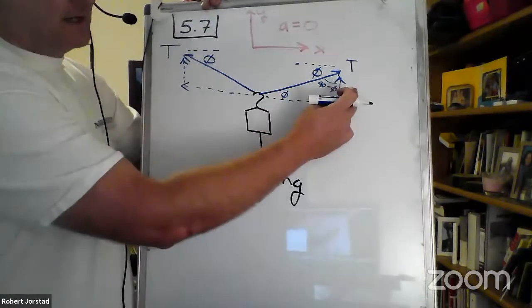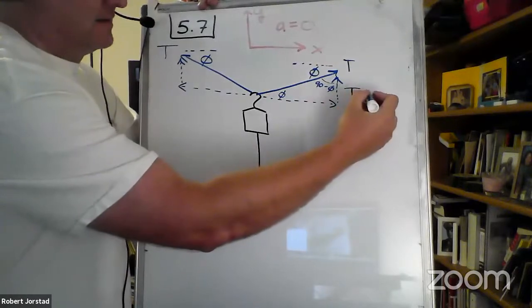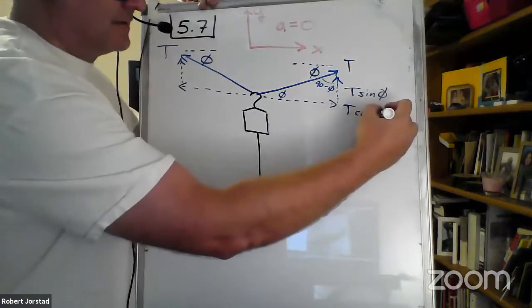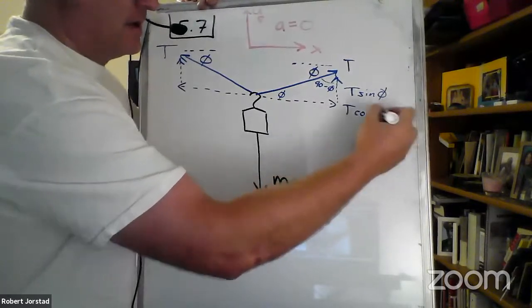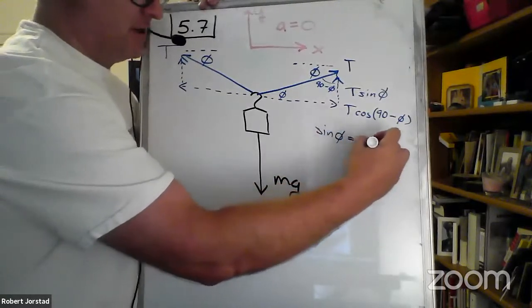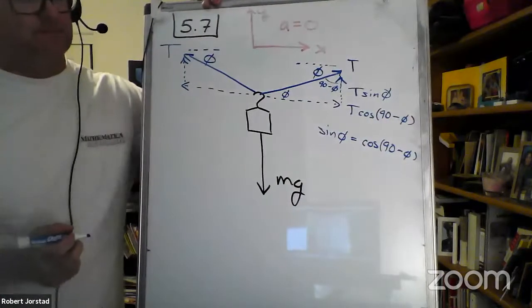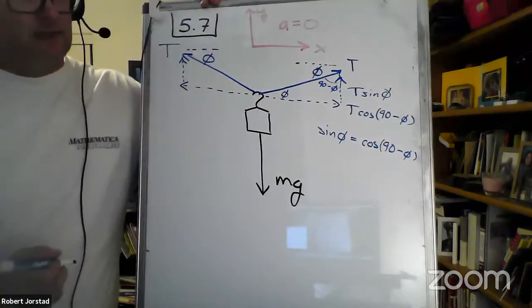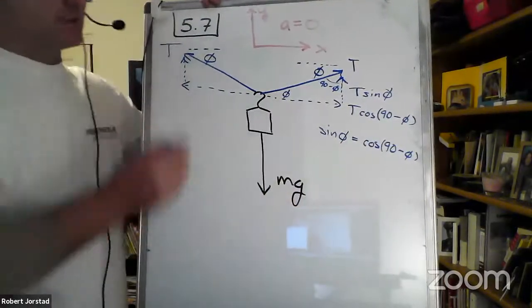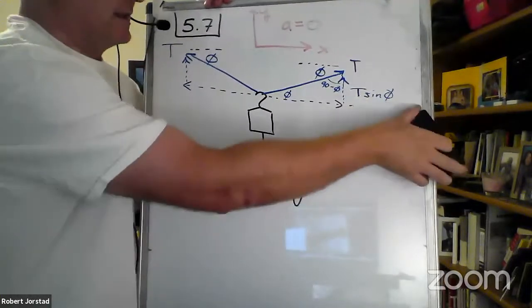So this side over here should be T sine of phi. You could also call it T cosine of 90 minus phi. Notice you see a trig identity. We immediately see that sine of phi is equal to cosine of 90 minus phi. Do you see that? This is a common one that we'll talk about when we get to chapter 12 in Physics 161. That said, why wouldn't we just write it this way?